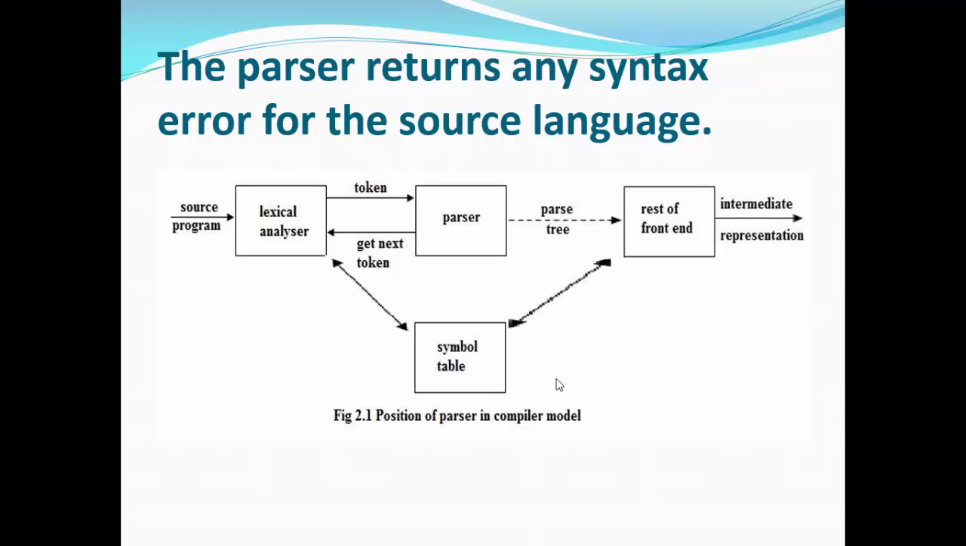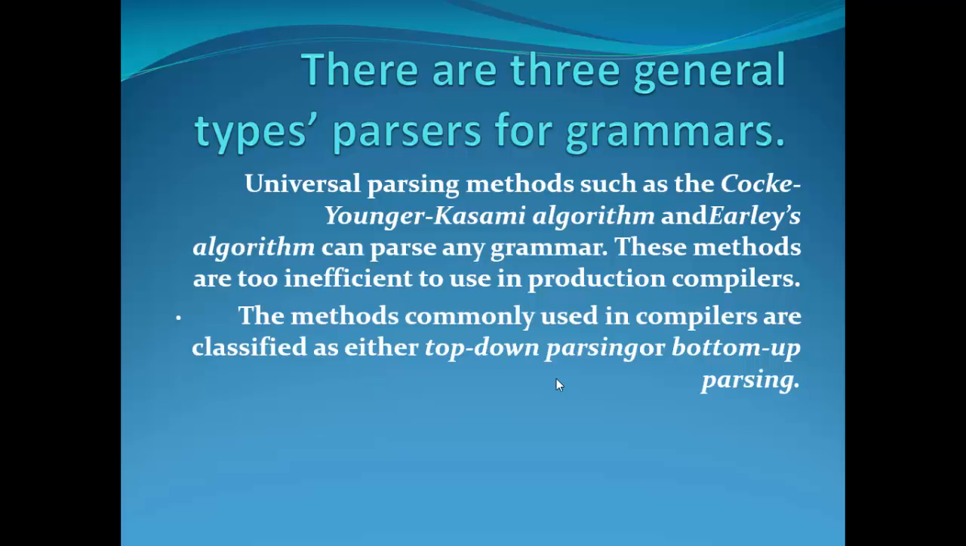Once the source program is moved into the lexical analyzer and is taken as a token, it goes to the parser, and again it may go back to the lexical analyzer for the next token. By this, it goes to the parse tree and the rest of the front end, and then the intermediate representation. The symbol table is connected to both the lexical analyzer and the rest of the front end. The parser returns the source language.